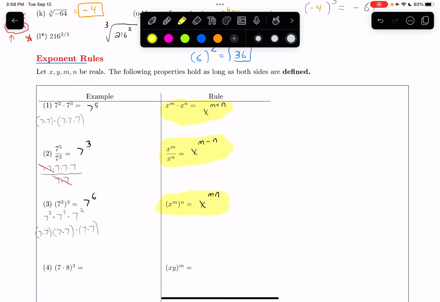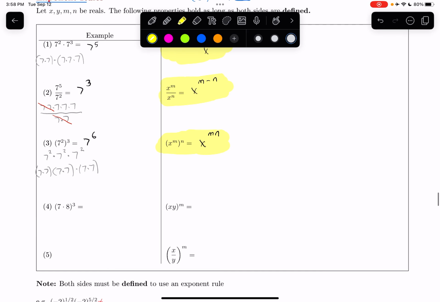Power to a power like this, and the powers get multiplied. All right, for property number 4. I have 7 times 8, cubed. Let's work that out first. 7 times 8 cubed means I'm doing 7 times 8 times another 7 times 8 times a third 7 times 8. So overall, I have 3 of these 7s multiplied and 3 of these 8s multiplied. Because I'm just doing multiplication, I can reorder them, and that'll leave me with 7 cubed times 8 cubed.